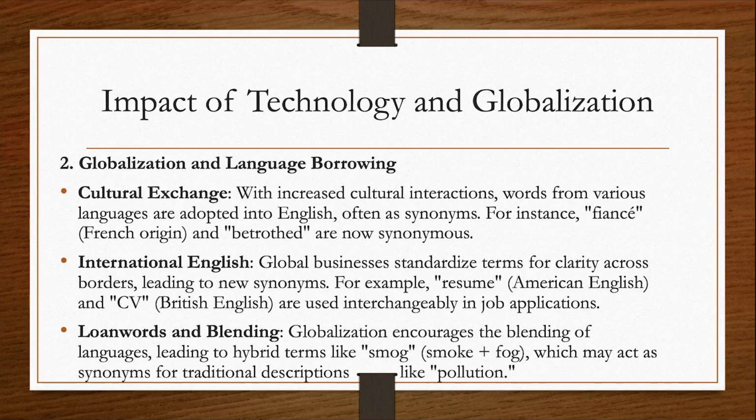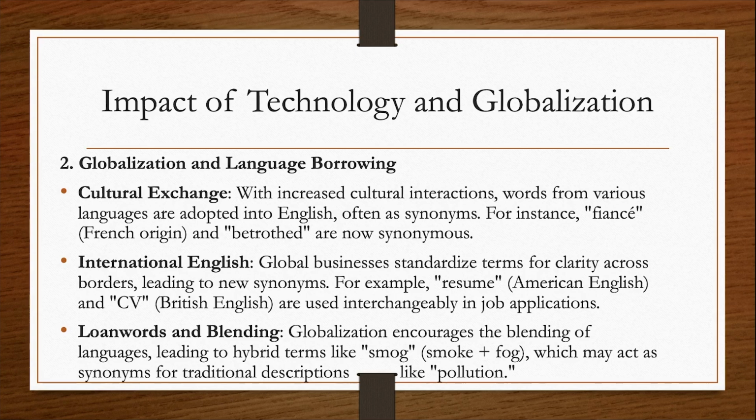Third, loan words and blending. Globalization encourages the blending of languages, leading to hybrid terms like smog. So, smog basically is a portmanteau word. What's a portmanteau word? A portmanteau word is a word that is made from two words. For example, the word smog here, which is made of smoke plus fog.